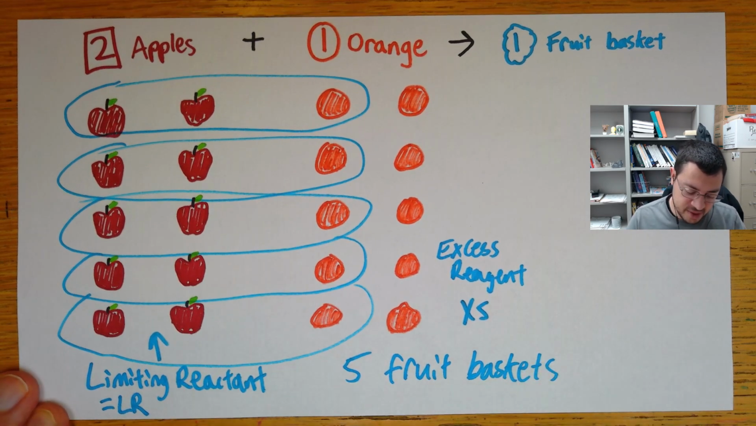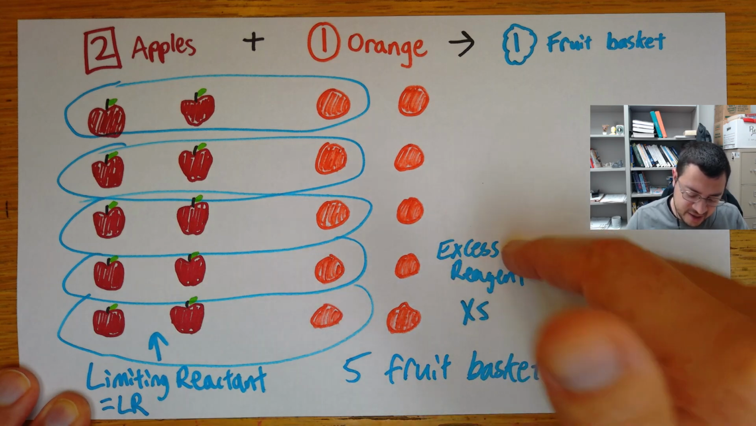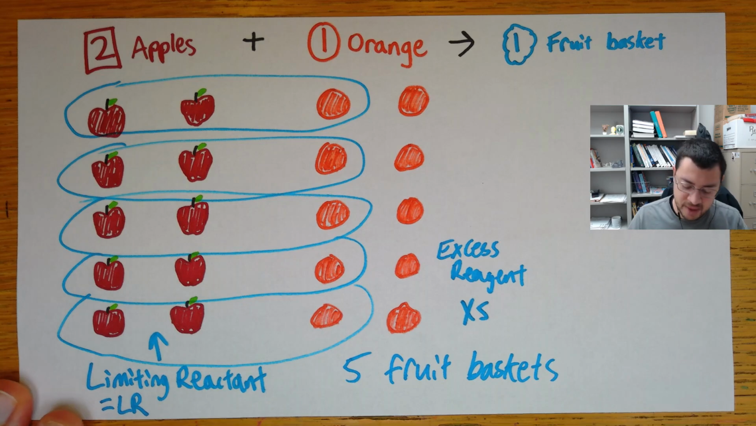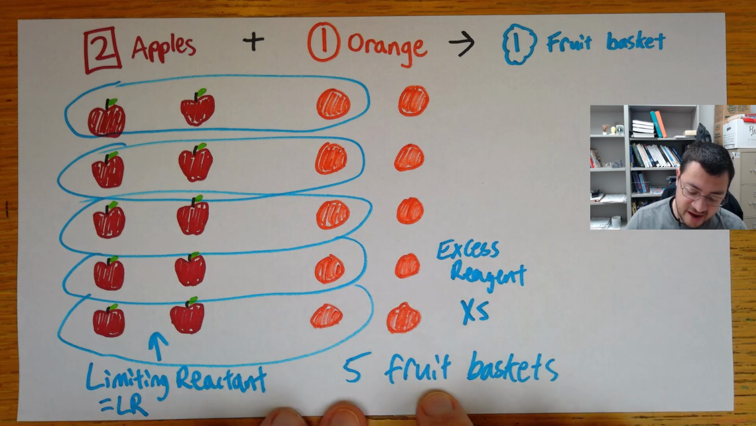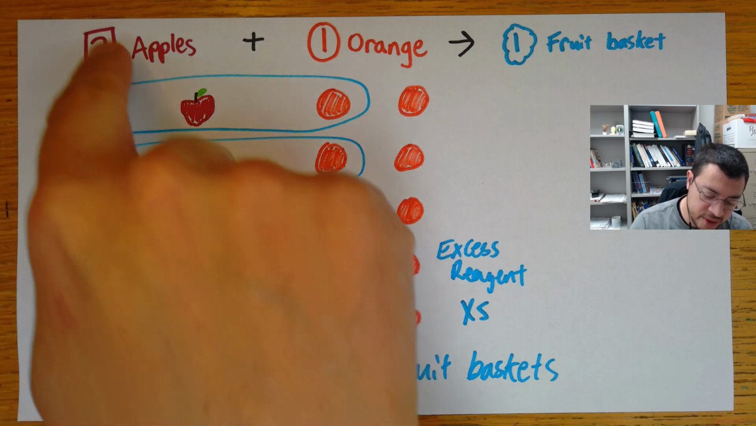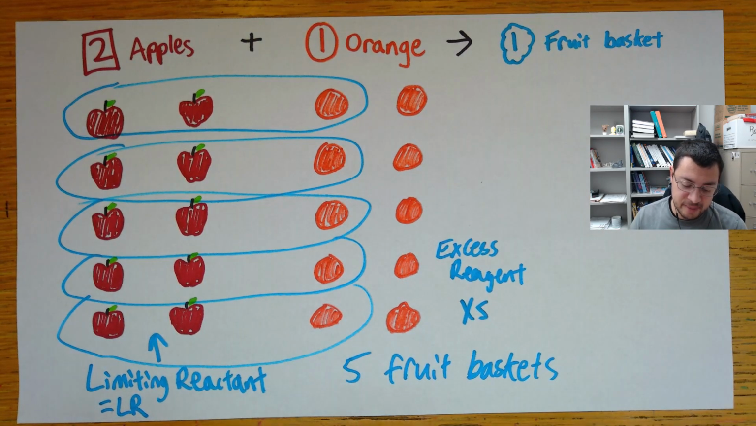In chemistry terms, whatever we ran out of, in this case, the apples, that's called our limiting reactant or our limiting reagent. I'll be abbreviating that as LR throughout this video. And whatever you had extra of, your excess reactant, excess reagent, you can label that with XS, those letters. Be a little chemically clever there. All right, so in this case, we can make 5 fruit baskets. As we apply this to chemistry, we're going to be looking for these different amounts in the chemical recipe to help us with the math.